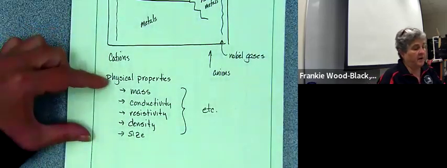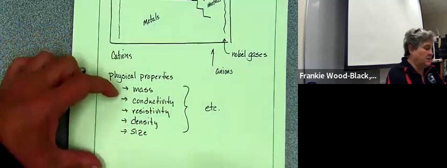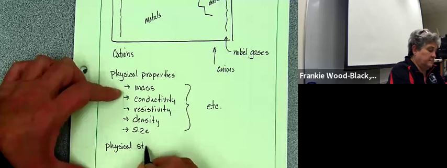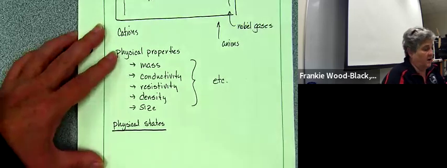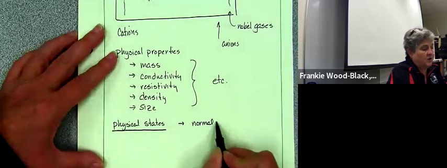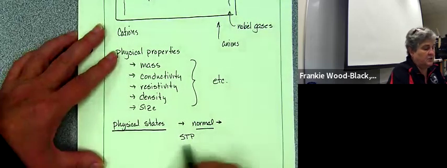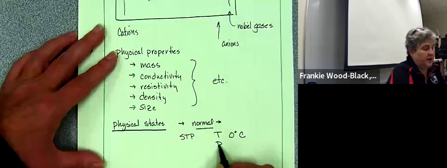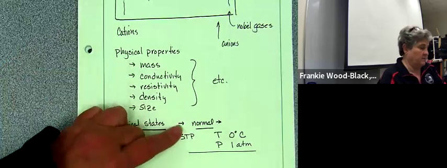The other thing that we know about these items is that they're going to be in different physical states. Now, in our physical states, these are going to be what we normally see. So these are normal, and so normal would be standard temperature and pressure. Okay, that's my standard temperature and pressure. And my standard temperature is going to be 0 degrees Celsius, and my standard pressure is 1 atmosphere. And so we have our normal states of matter.